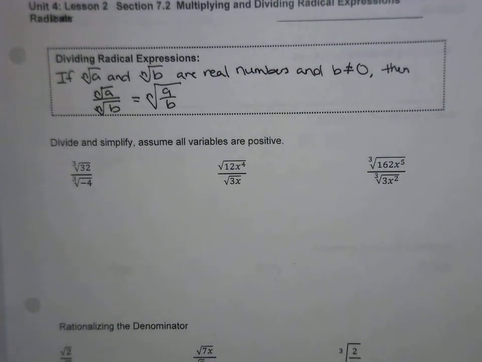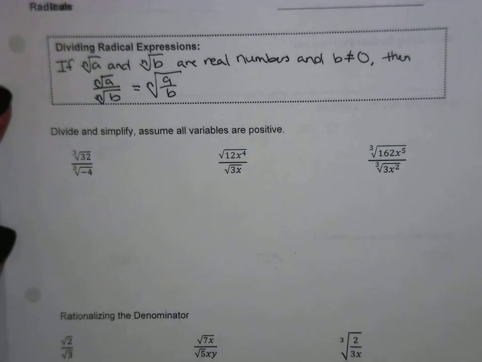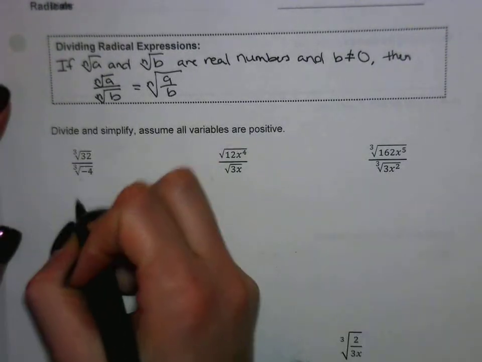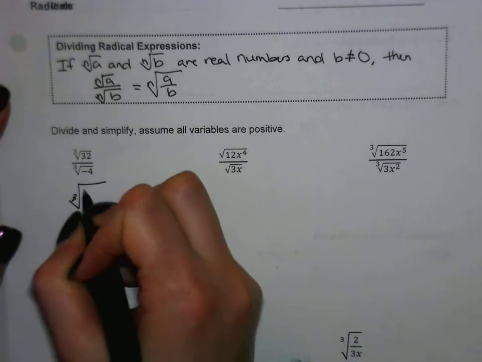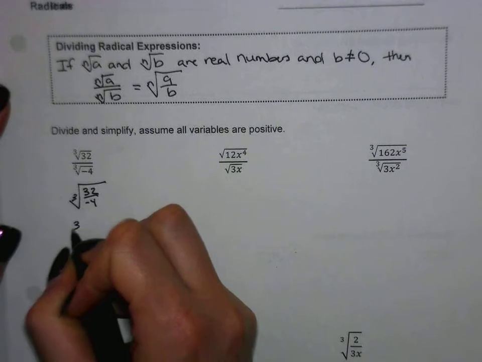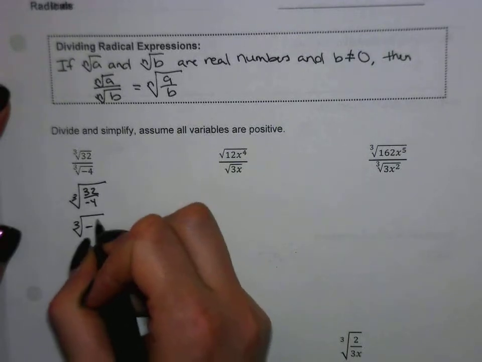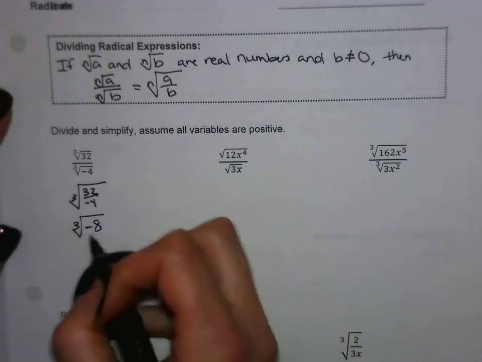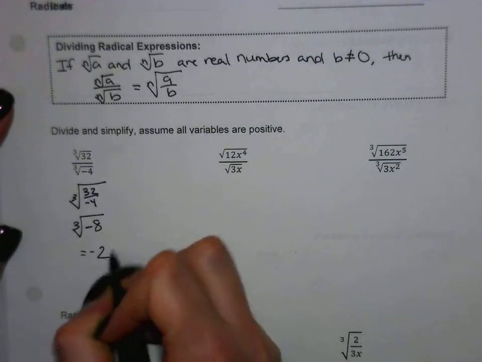So let's take a look at some examples. We're going to divide and simplify, assuming all variables are positive. Here we have the cube root of 32 divided by negative 4. 32 divided by negative 4 is negative 8, and the cube root of negative 8 equals negative 2.